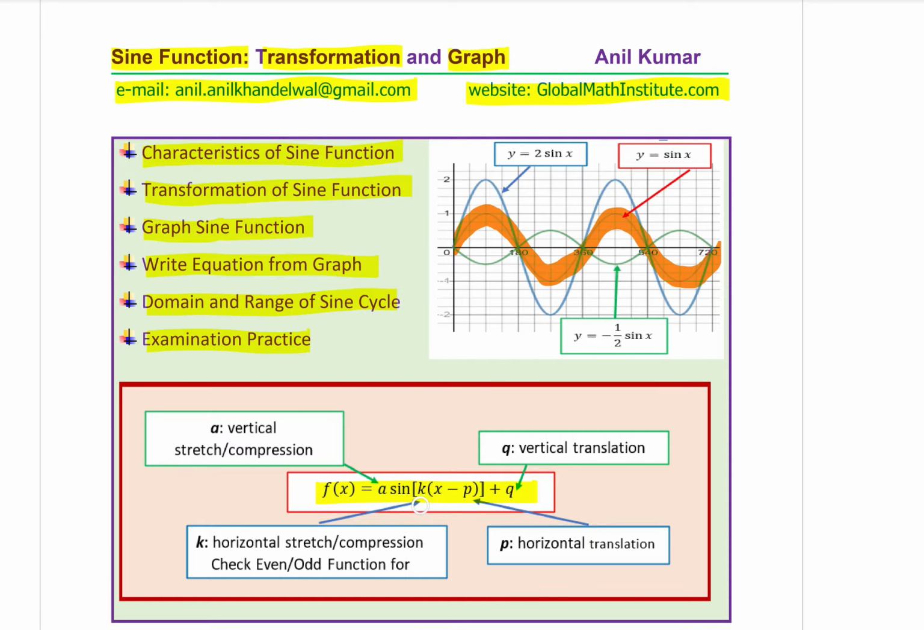If k is negative, in that case, for a sine function, it becomes negative of sine x, so it gets reflected on the x-axis. p is for phase shift, translation horizontally by p units, and q is a vertical translation.